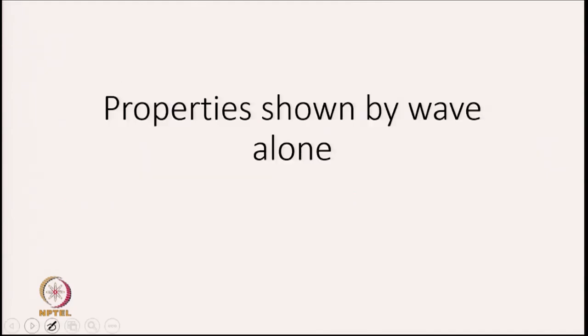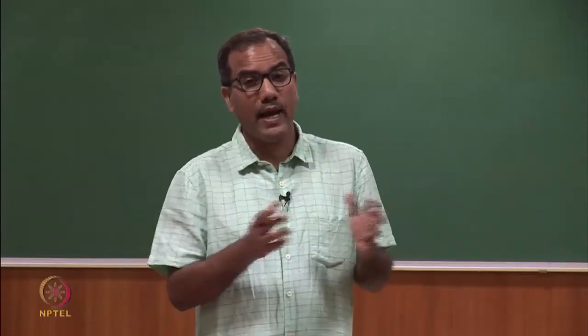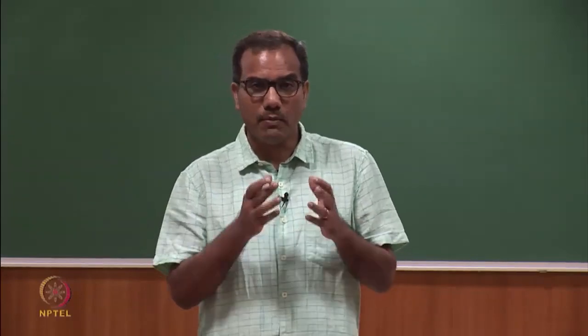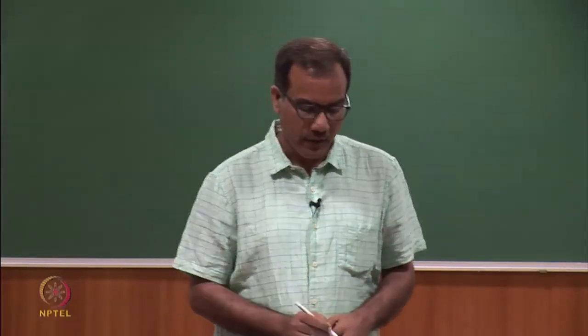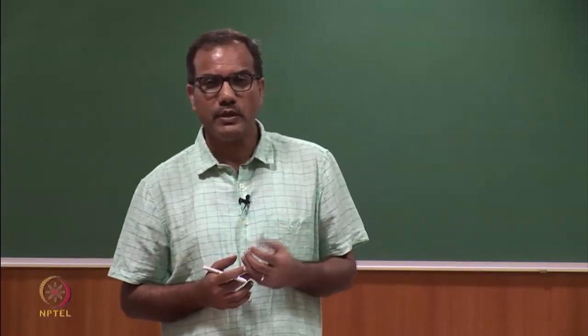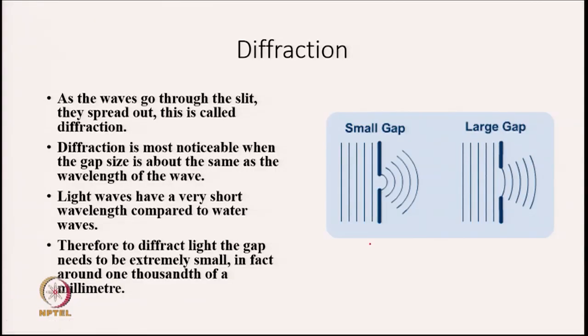Till now we discussed properties shown by both particles and waves. Now we will discuss properties which are shown by waves alone. One property shown by waves alone is diffraction, and here you see this is a diffraction. If you pass monochromatic light through a hole, you will see a diffraction pattern. As the waves go through the slit, they spread out, and this is called diffraction.